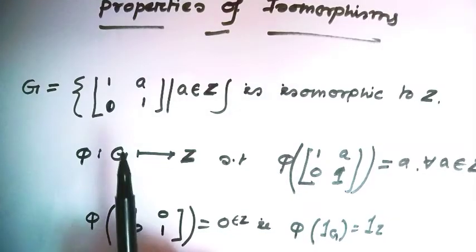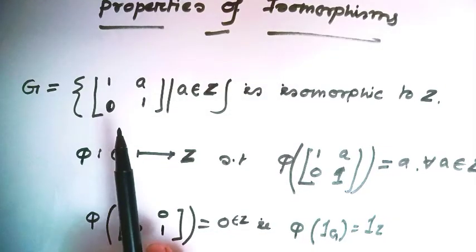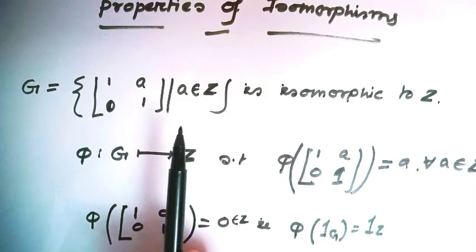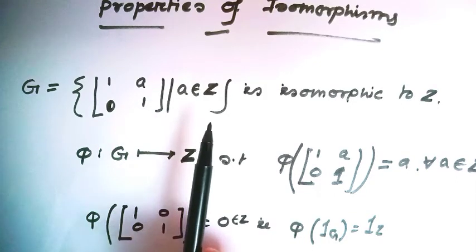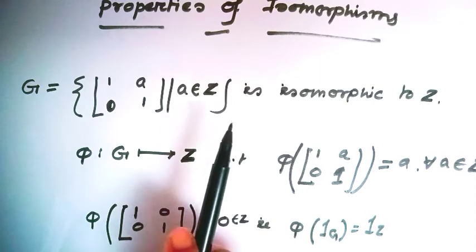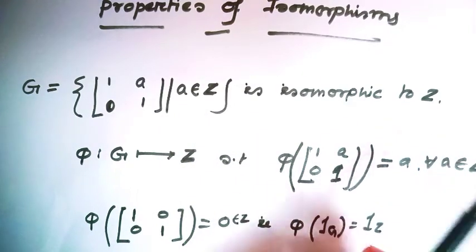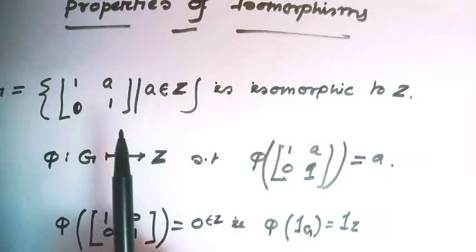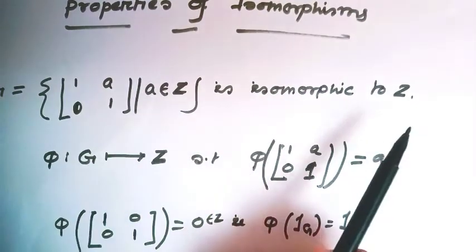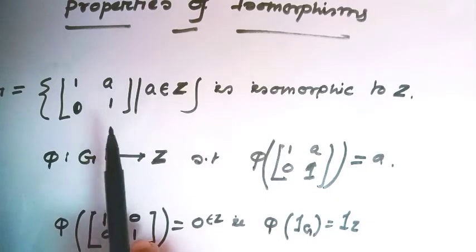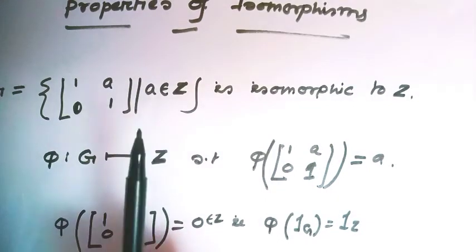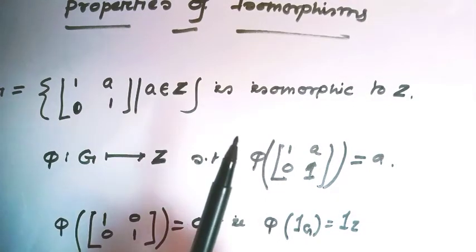Let's verify it. Consider the 2×2 matrices [[1, a], [0, 1]], where a is a member of Z, the set of integers, which is isomorphic to the set of integers under addition. And since this matrix group is isomorphic to the set of integers, it will satisfy all properties of isomorphism.